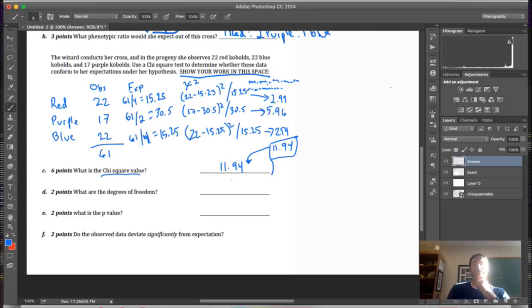All right, what are the degrees of freedom? So degrees of freedom are number of categories minus 1. Here we have 3 categories, red, blue, and purple. 3 categories minus 1 equals 2 degrees of freedom. What is the p-value? So this is the part at 11.94 with 2 degrees of freedom.